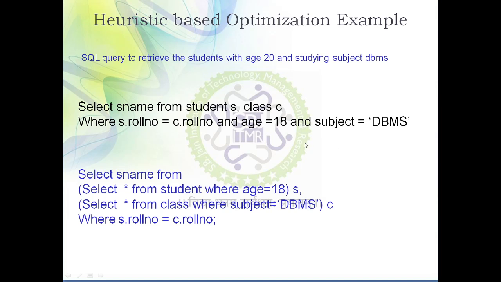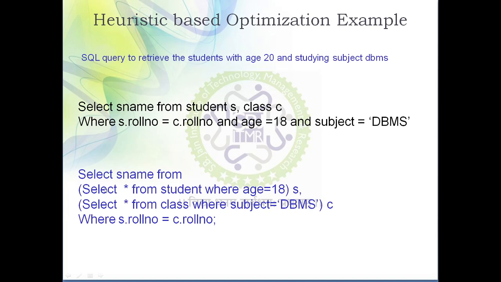If you remember, what is the condition that we use while performing equi-join? In case of equi-join, we require at least one common attribute to be present between the two tables. So what is the common attribute? Roll number is an attribute which is common in the student table as well as in the class table. So this is the join condition that we are writing here, and this is the first way of writing the query.